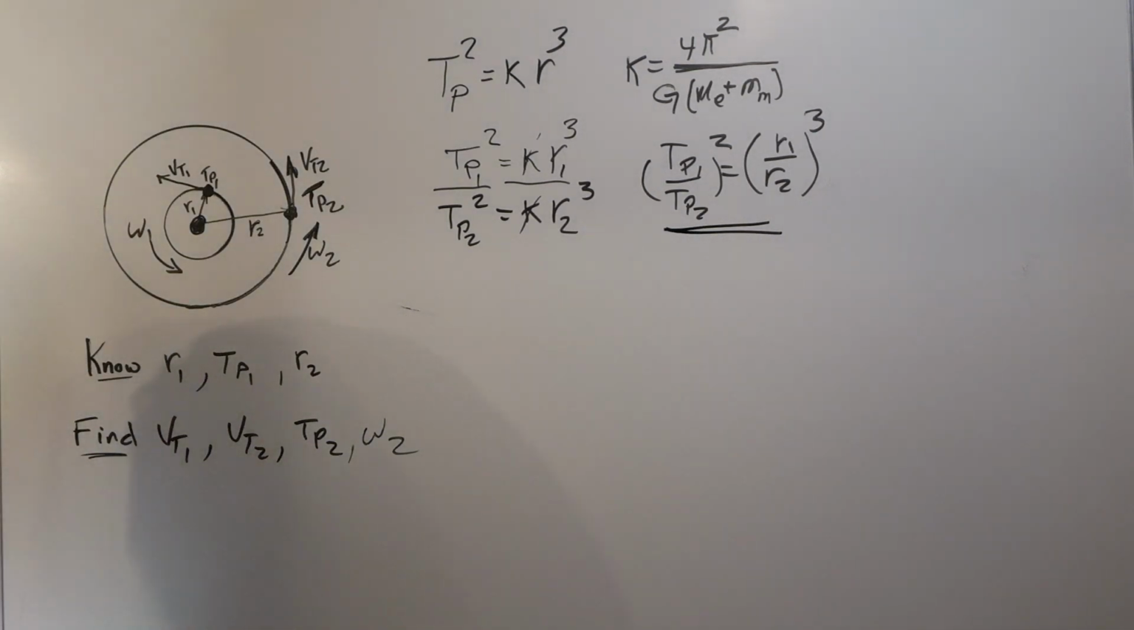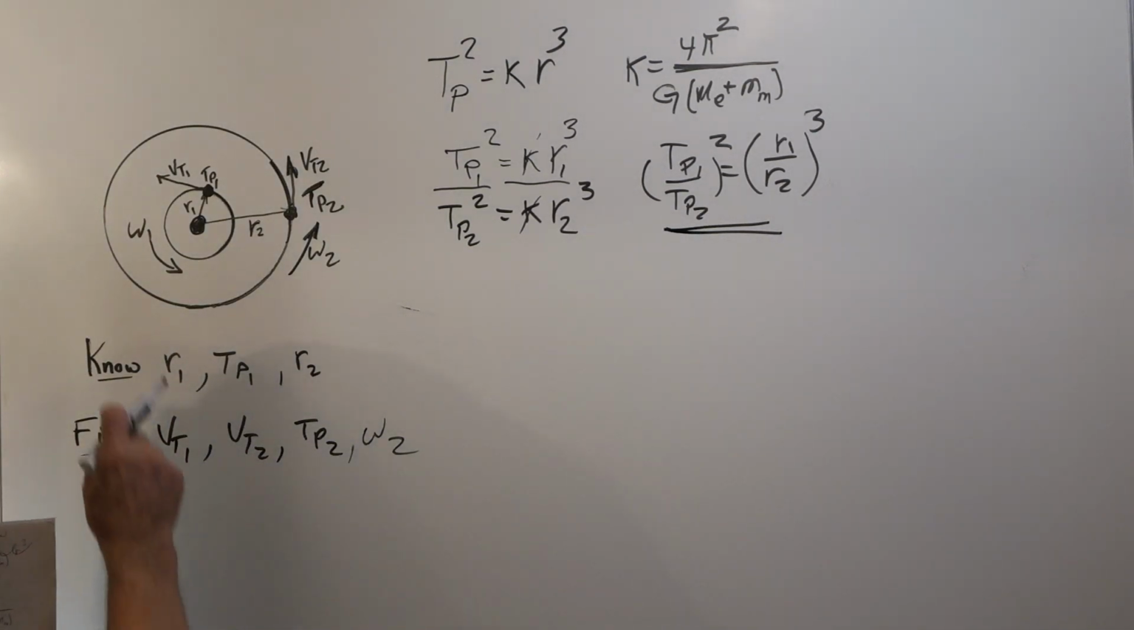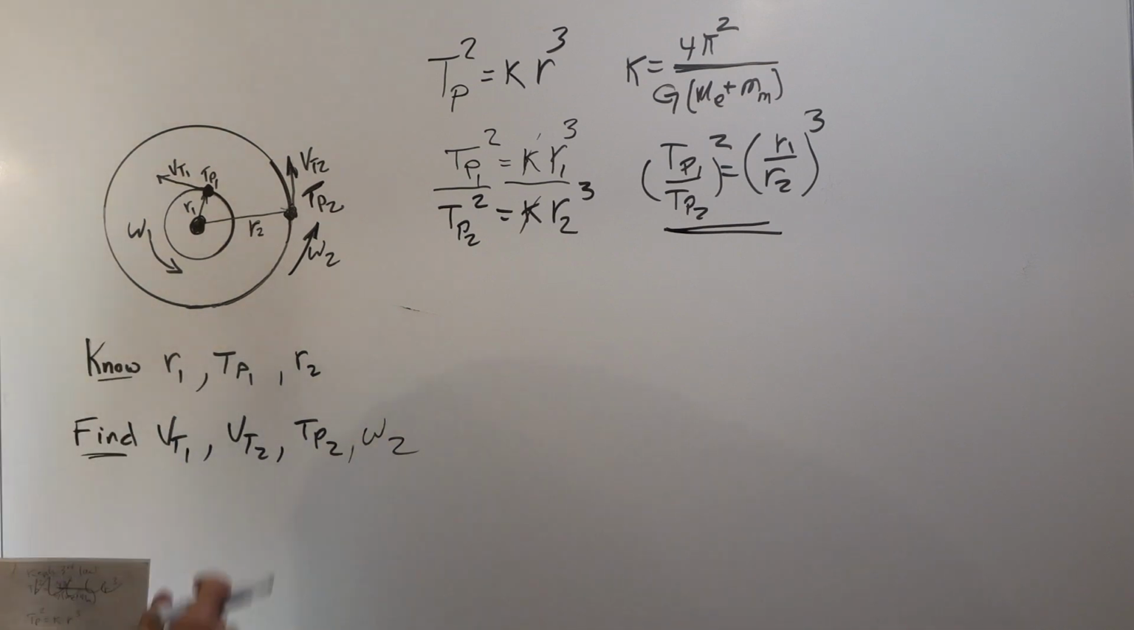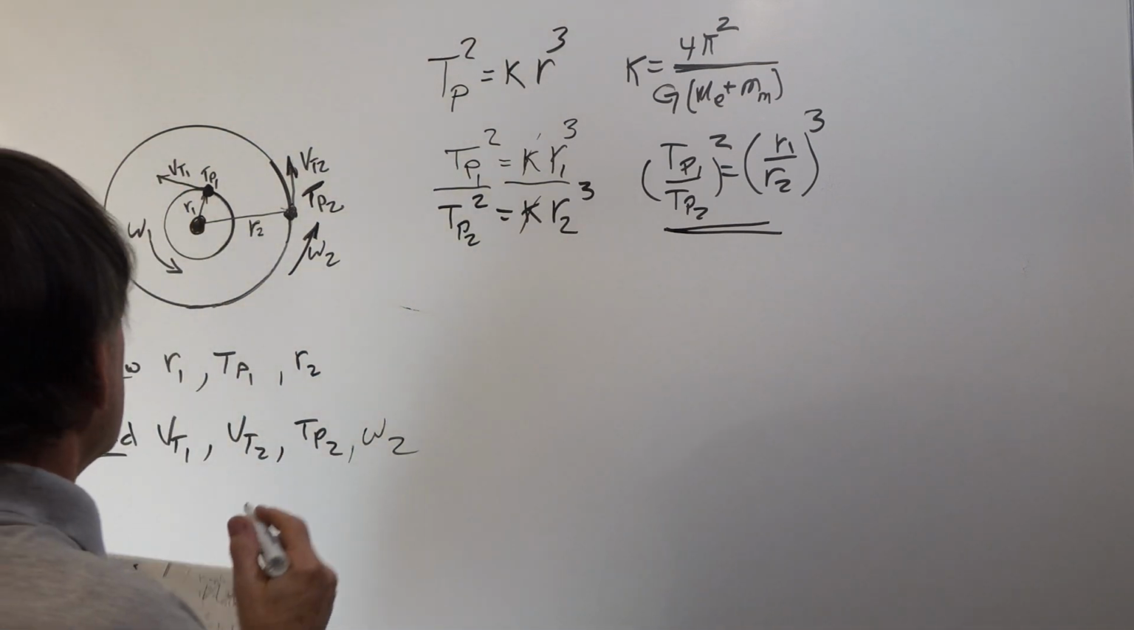Now we can get a relationship between angular velocity and the tangential velocity.